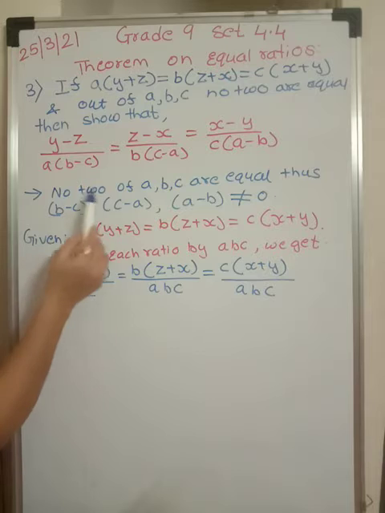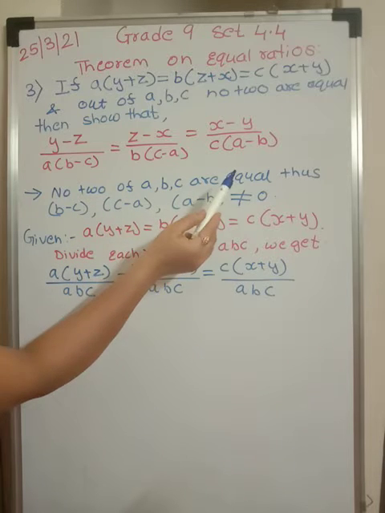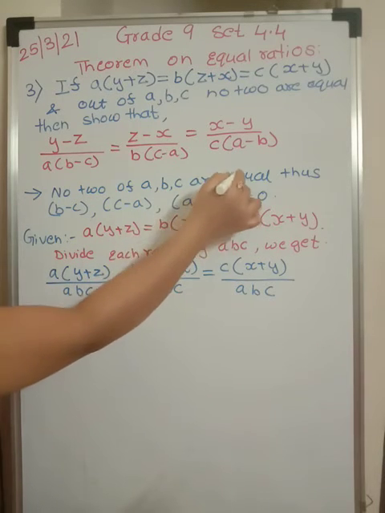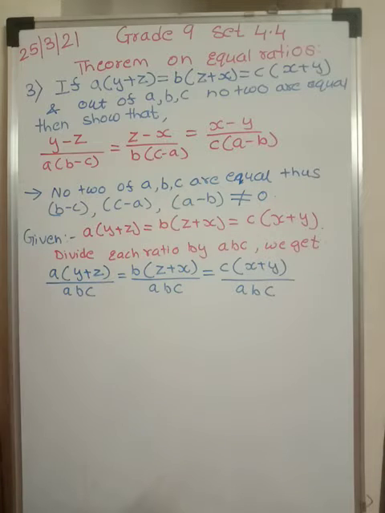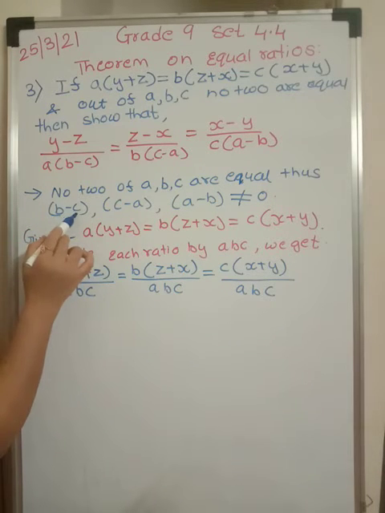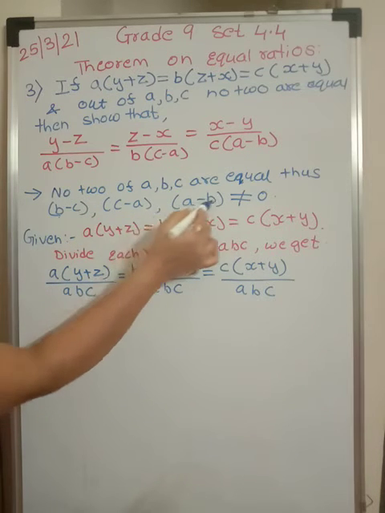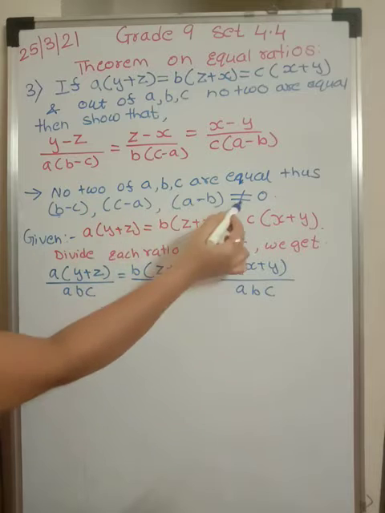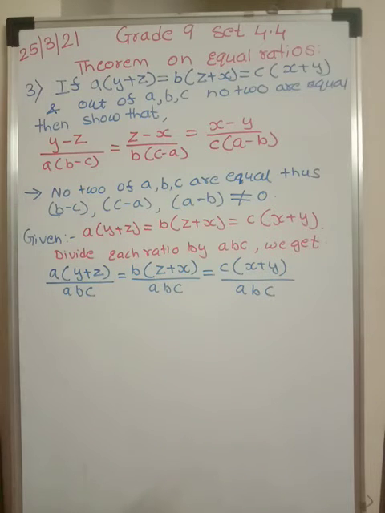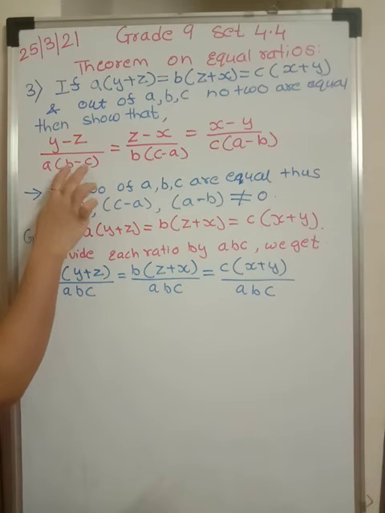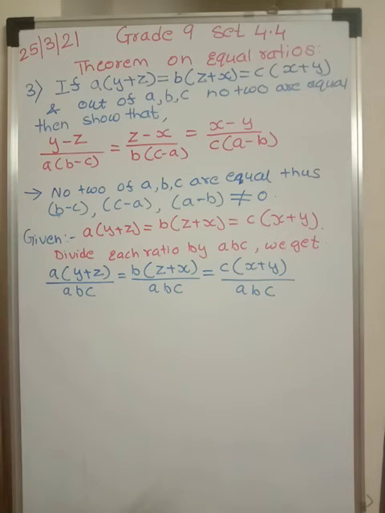Now see here, no two of a, b, c are equal and therefore they are not equal. That means b is not equal to c. So b minus c, if these two would have been equal, then this bracket would have been 0. But these two are not equal, these two are not equal, these two are not equal. Therefore, their subtraction cannot be equal to 0. First of all, you understand that. So a into this cannot be 0.